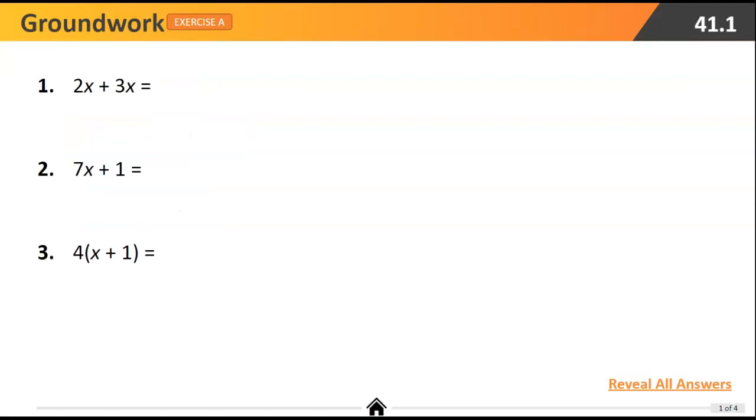Groundwork is just going to be the background information. This particular example is talking about combining like terms. So we have 2x plus 3x, a combination of 5x. 7x plus 1 does not simplify any, so we're going to leave that as 7x plus 1. That cannot be combined. And here we have a distributive property, 4 times x, 4 times 1, 4x plus 4.